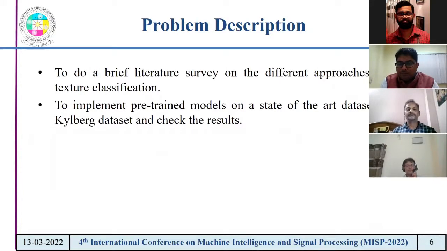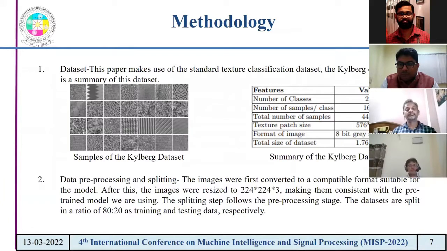We want to do a brief literature survey on the different approaches used for texture classification, and we want to implement some pre-trained models on state-of-the-art datasets like the Kilberg dataset and check the results and compare them. So this is the methodology. The dataset that we use is the Kilberg dataset, and here is a brief summary of the dataset.